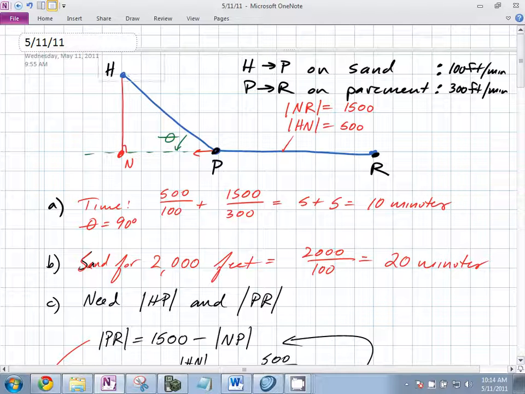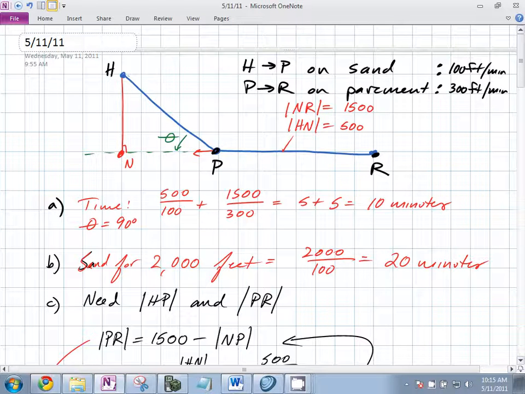So to minimize this 9.7 minutes, you save, like, 15 seconds if you walk at a slight angle off of the house. And the reason for that is, yes, it would be faster on the pavement, but it's overall a longer trip if you go all the way over.